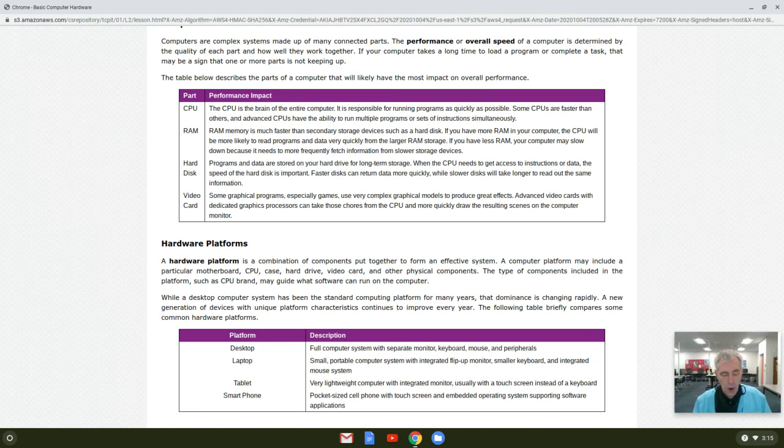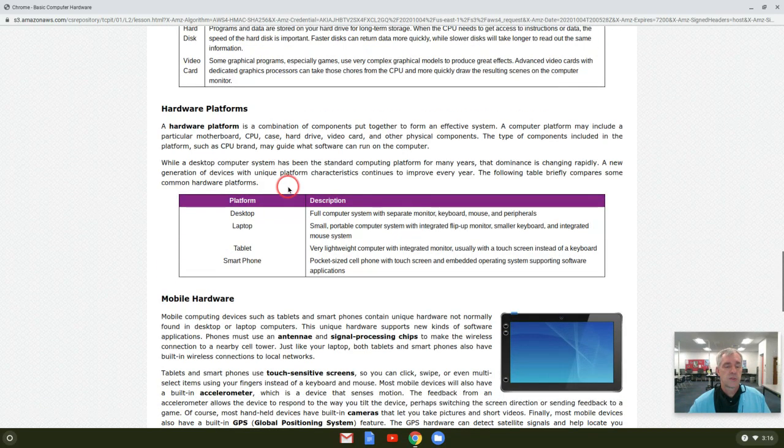Is that slow part the processor? Is that slow part not enough RAM? Or is the slow part the fact that you just don't have enough bandwidth on the internet to get that movie to download as fast as you want? Those are the factors that make the difference on how fast your computer is.